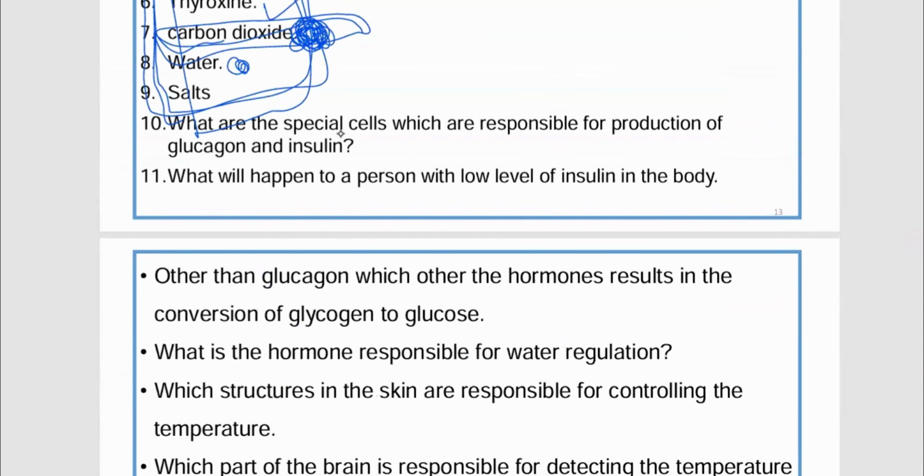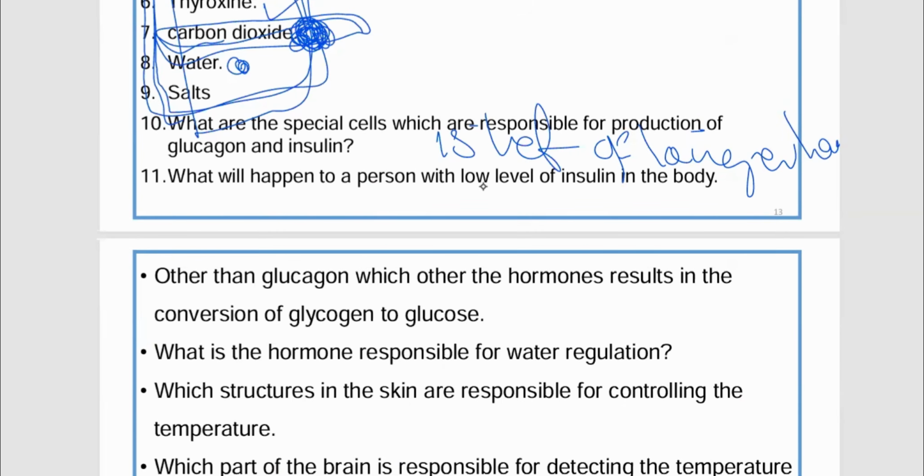Up here, what are the special cells responsible for production of glucagon and insulin? We call these the Islets of Langerhans. Islets of Langerhans. Those are special cells. We like to ask you that.